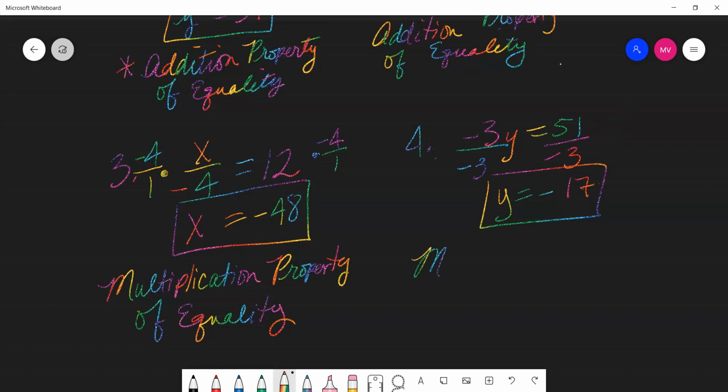So we're still using the multiplication property.